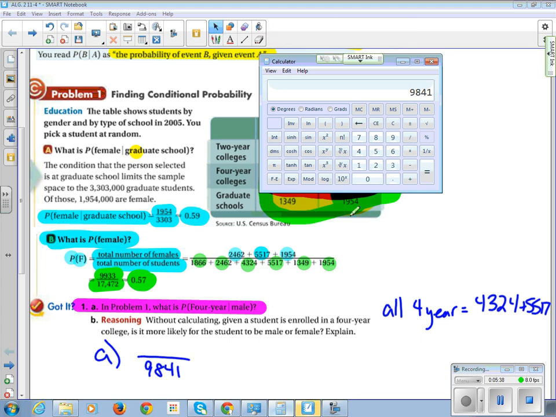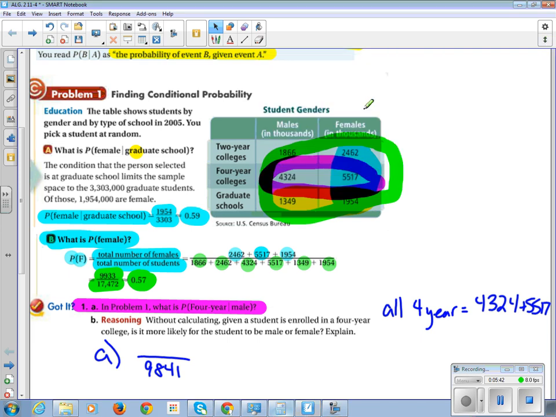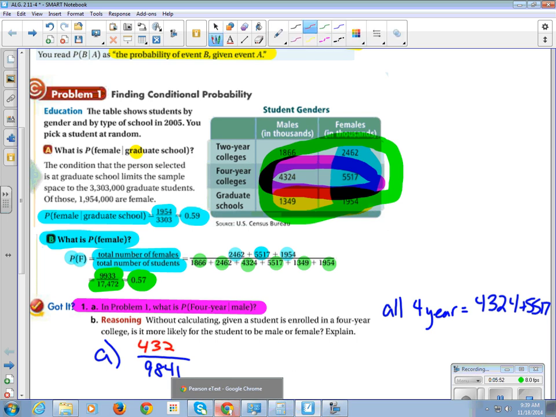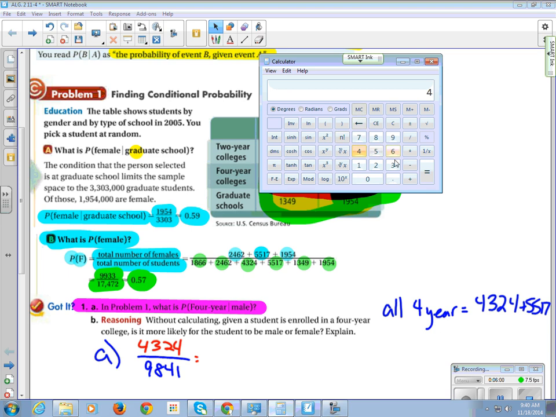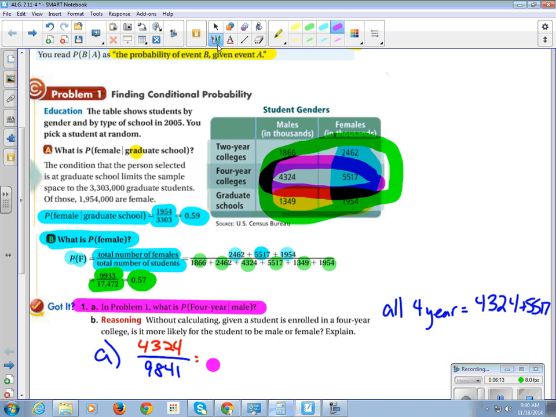And then we are specifically focusing on males. So there are 4,324 dudes. All right, so let's get that as a decimal. 98.41. So that's 43.9.